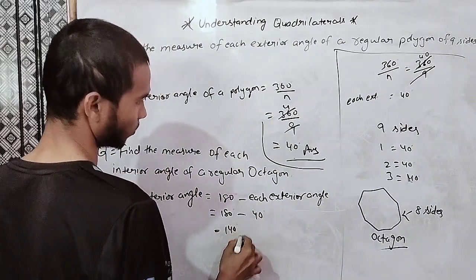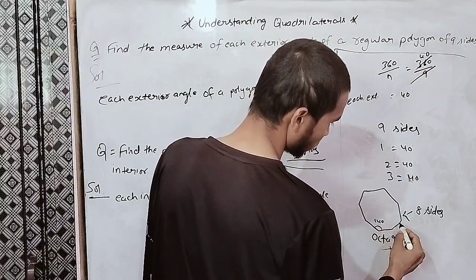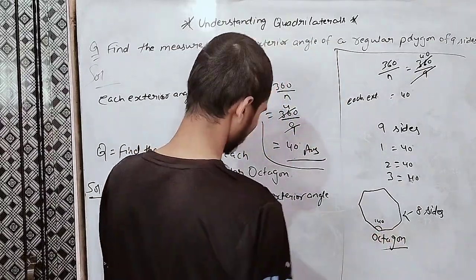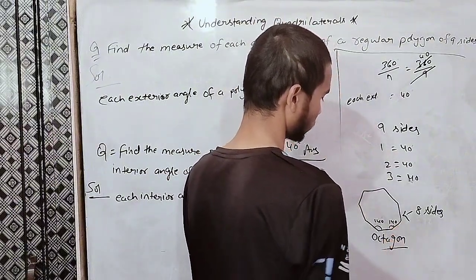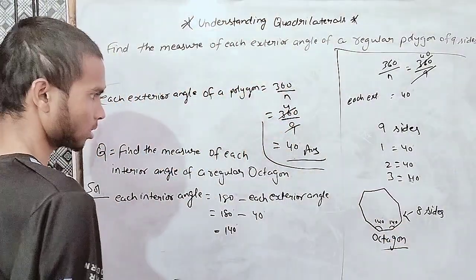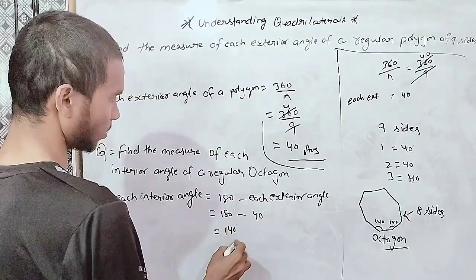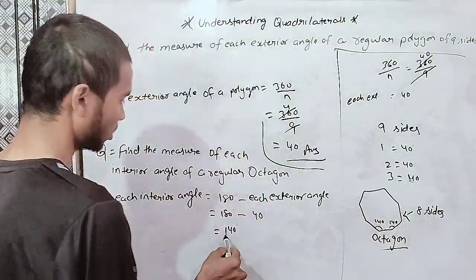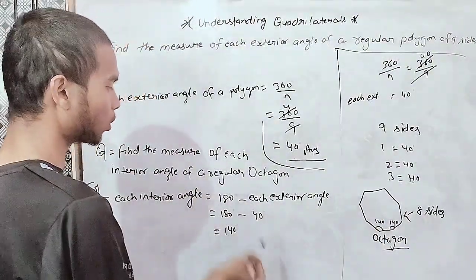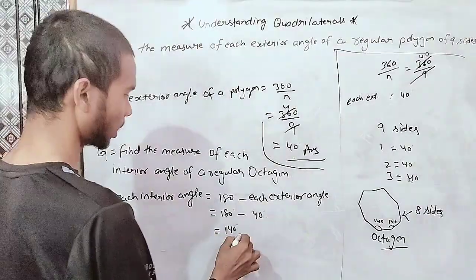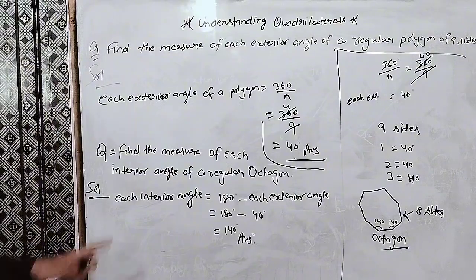Now we have 140. So can we say this is 140? This is 140. This is not an exact diagram of an octagon on the basis of this degree. Okay, we have 140 degrees. This is the answer of this question.